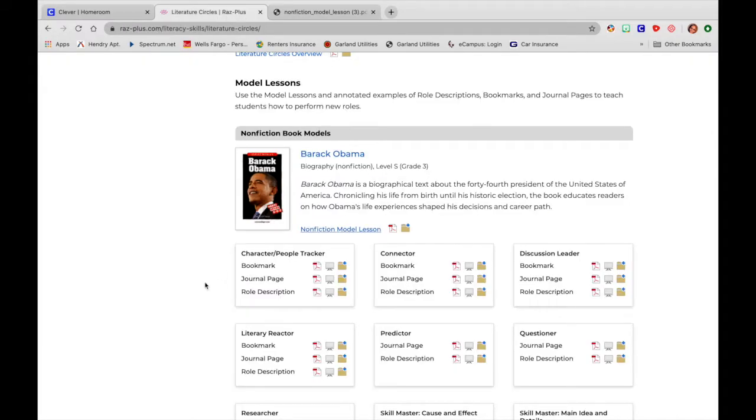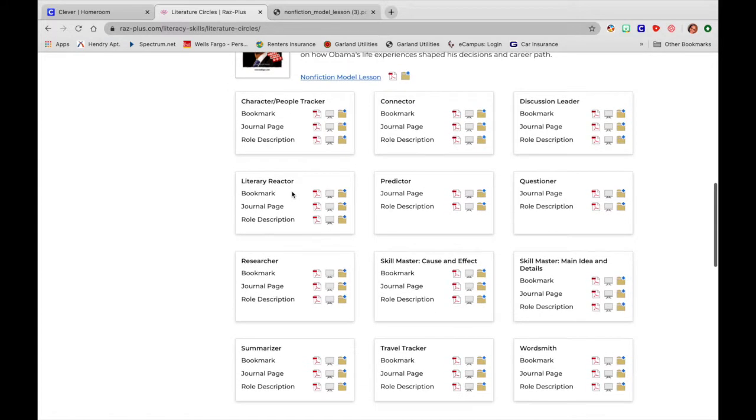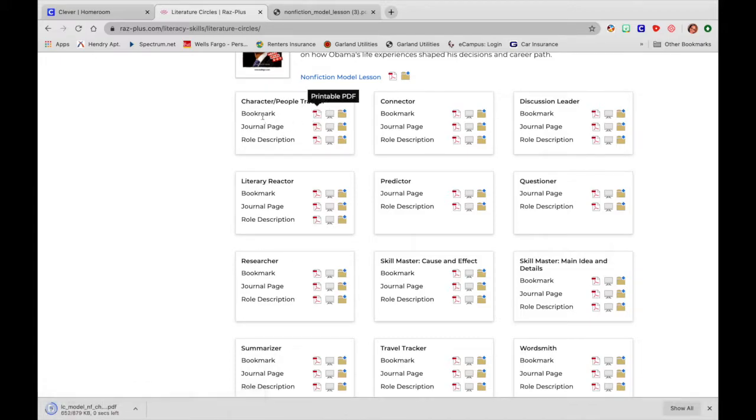So we'll click back. Here are the roles that they're talking about. So you have your character and people tracker. We're going to click on this one just so you can see all of the resources that they have. But as you can see, there are several different roles that the students can take on, which gives them a little bit of ownership of their reading as they're going through. So the first thing we'll look at is the bookmark. Then we will look at the journal page, and then we will look at the role description.